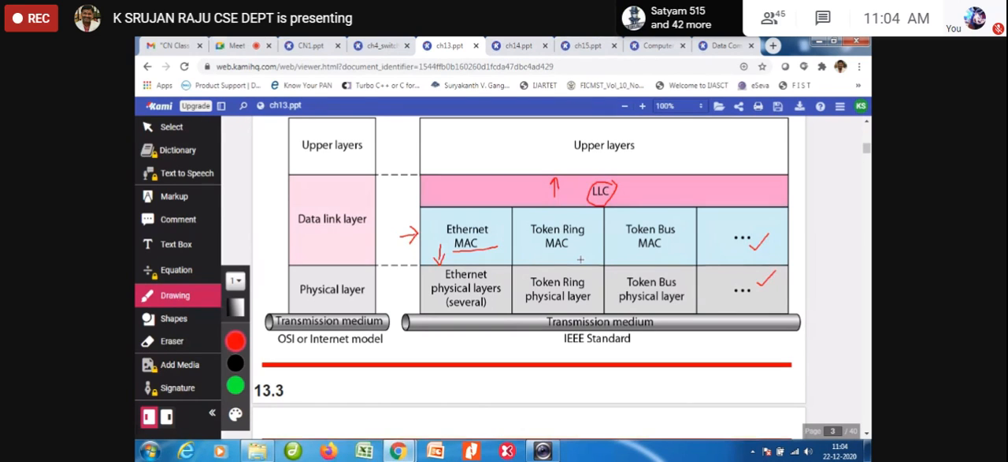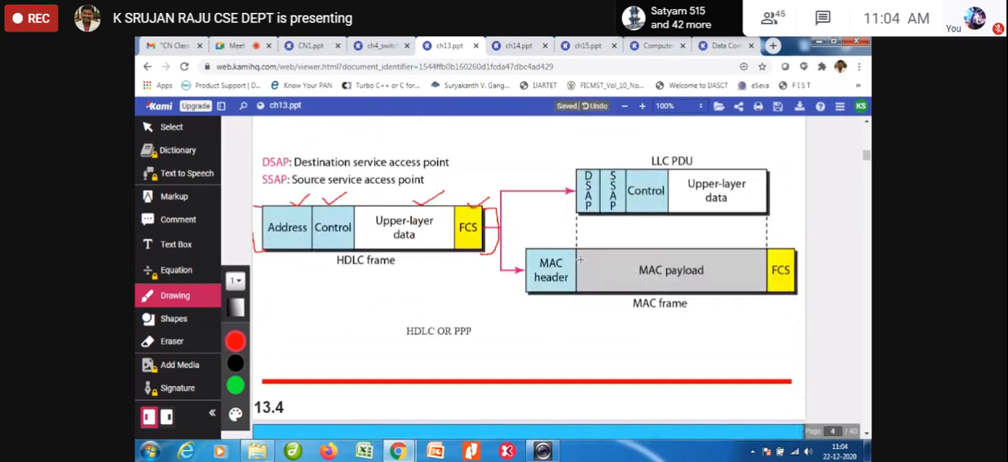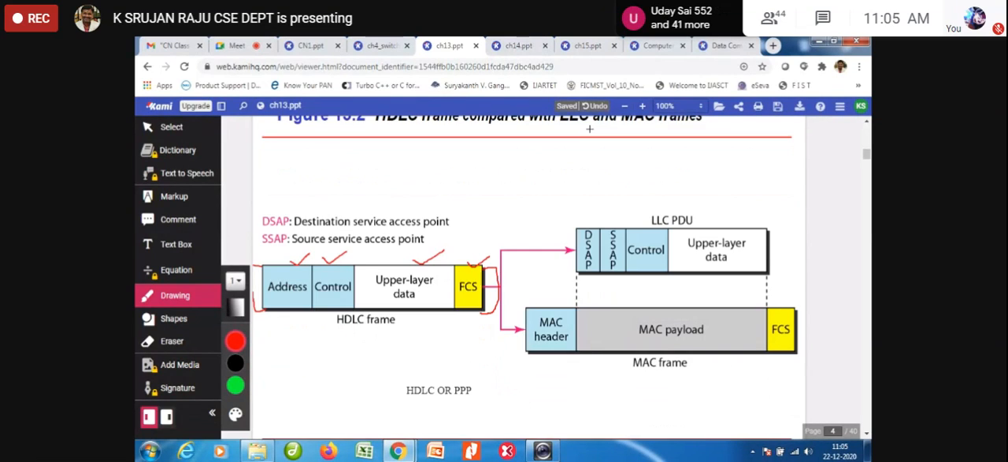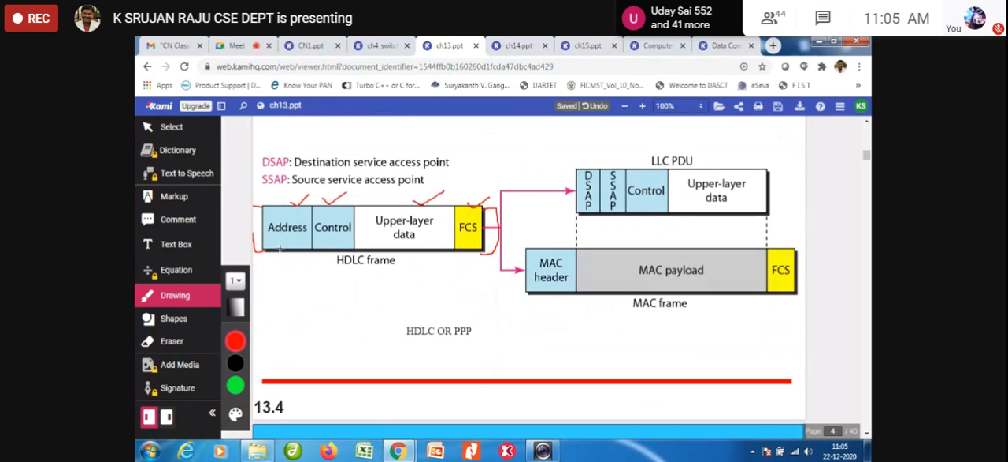Then we discussed what the frame format would be and how it communicates the data. The frame format contains the addresses. Here we have two addresses: the destination address and the source address. Each is 6 bytes because it uses a MAC address. Then we have the control, where we also have the type field, and then the data.